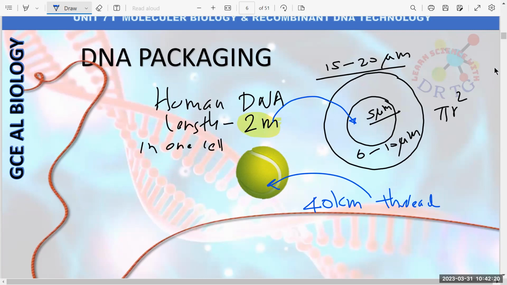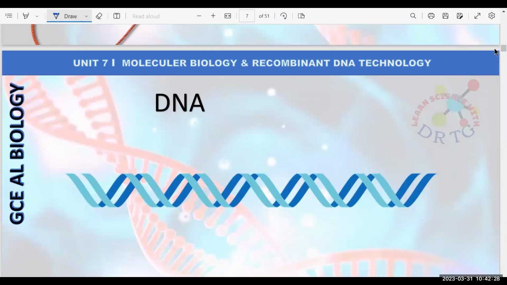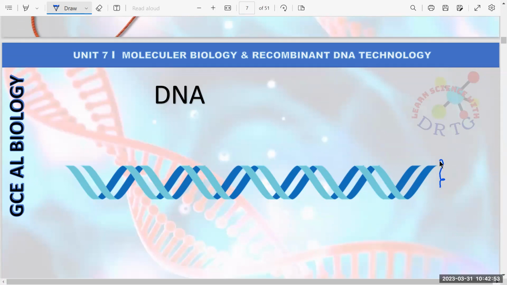We know well that the DNA molecule is like this. We learned before that it is a double helix, a long molecule consisting of 2 strands. Roughly, approximately, we can give it a diameter in the 2 nanometer range. The DNA molecule is in the 2 nanometer range.